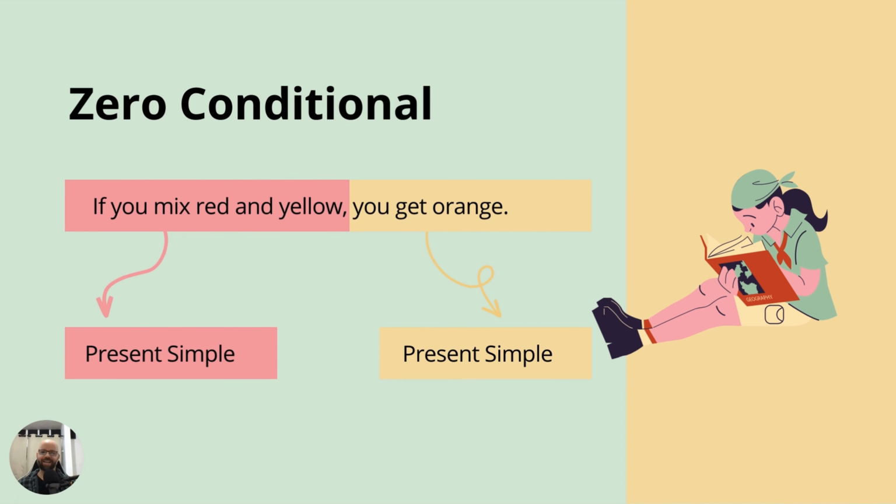Here is another example of the zero conditional. If you mix red and yellow, you get orange. Have you done that before?